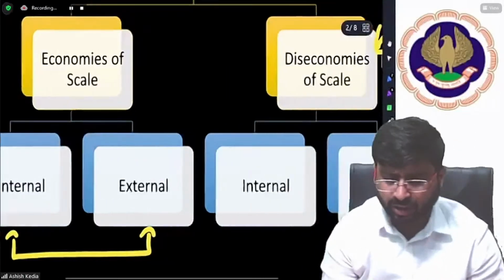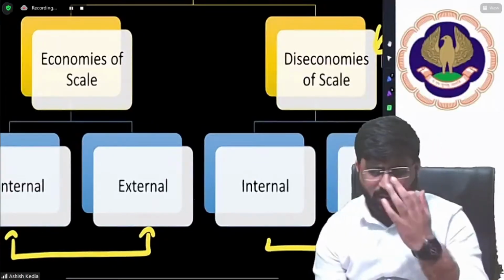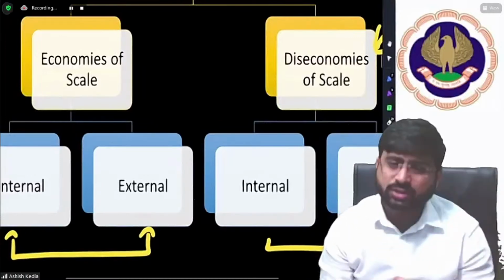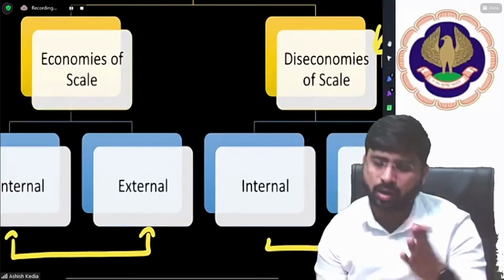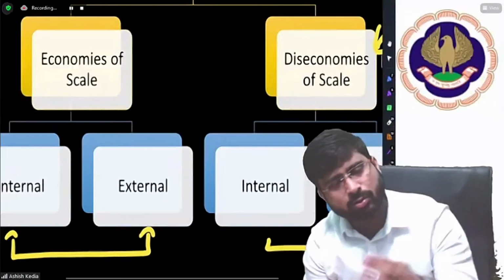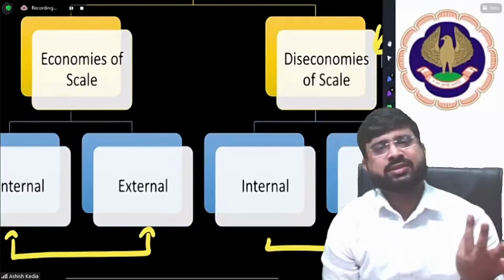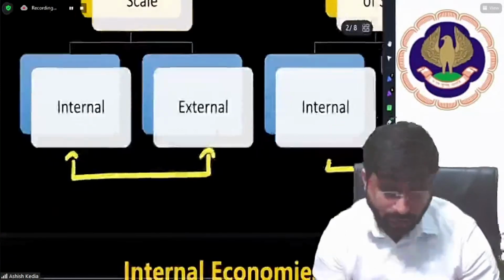Again, just like economies, there is internal and external diseconomies. I will tell you one thing. Internal and external diseconomy, don't try to learn. If you understood internal and external economy, automatically you have understood internal and external diseconomy. It is logical. That is, diseconomies is whenever you go beyond the limit. That's it. So now let me explain you further.